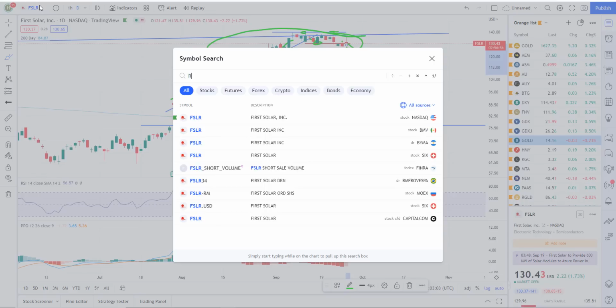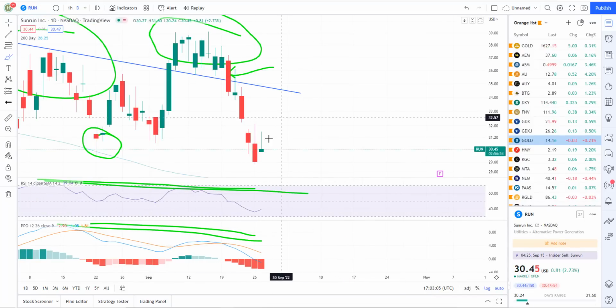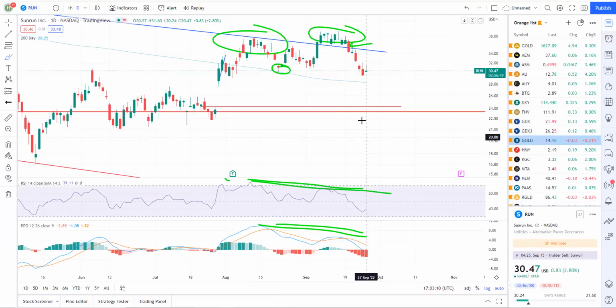And then a very similar one at Run. You can see they stepped in and bought it a little today, and then they just are selling it throughout the day. So still looking for downside, negative divergence.